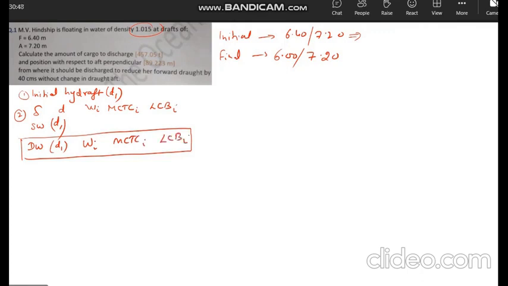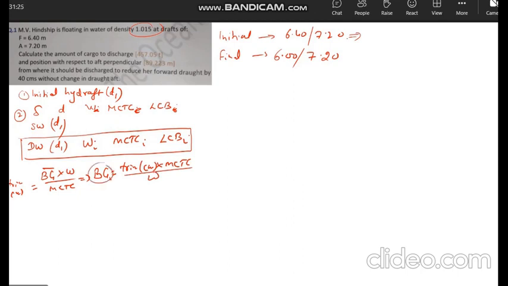If anybody is not getting it, you can shout out and let me know. Now with this, you can get the BG, the LCB and LCG difference. BG, why? Because trim in centimeters is equal to BG into W upon MCTC. Let me write it so you don't get confused. Trim in centimeters is equal to BG into W upon MCTC. This implies BG will be equal to trim in centimeters into MCTC divided by W. This will give you the BG in the initial condition.